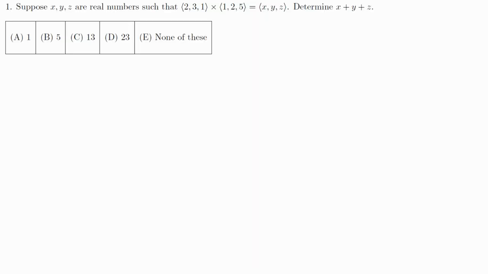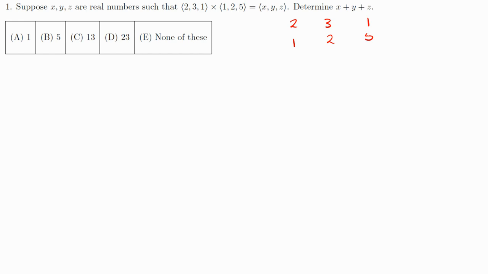WTW 124 2021 exam. Okay, so let's look at the first question. Suppose x, y, z are real numbers such that this cross product is equal to x, y, z. Determine x plus y plus z. So for that we first need to do the cross product between these two vectors.